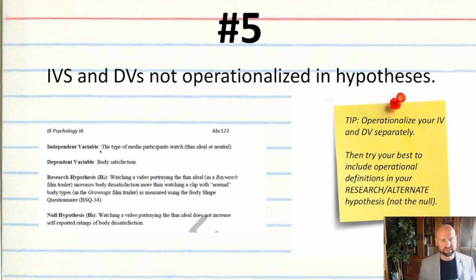Now, again, this is an example IA that I wrote that would be unethical and impractical, and do not try to do this particular study in your IA. I did one that you can't replicate to avoid students copying this example. This is in the IA Teacher Support Pack, which you can find the link to in the description. So you can see here I've operationalized my IV and DV in my research hypothesis, not in my null hypothesis. I think that's the best way to do it.